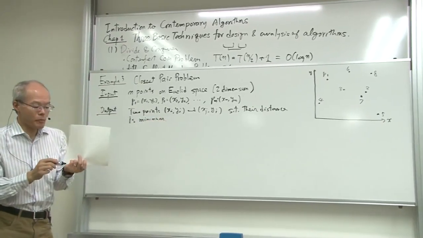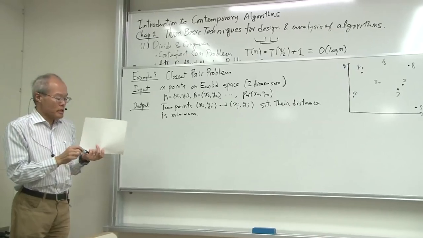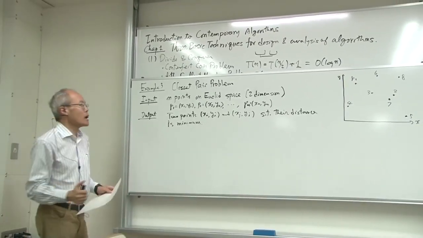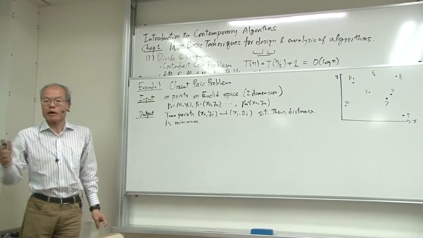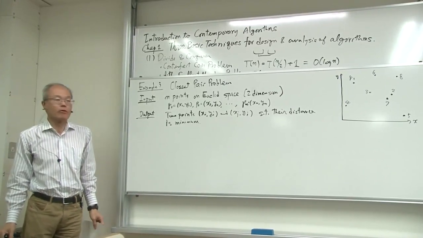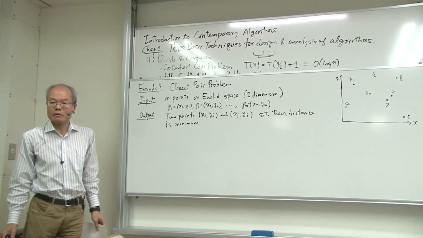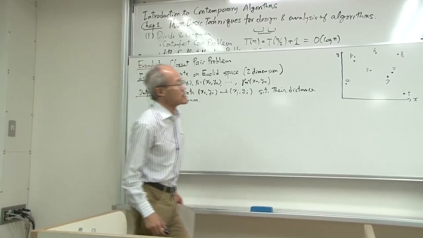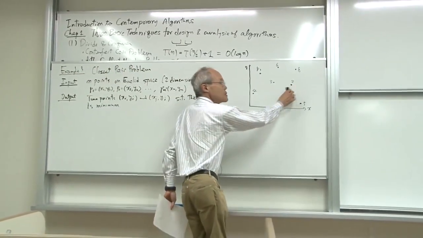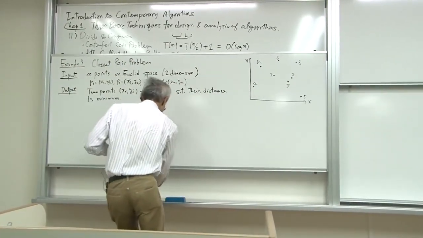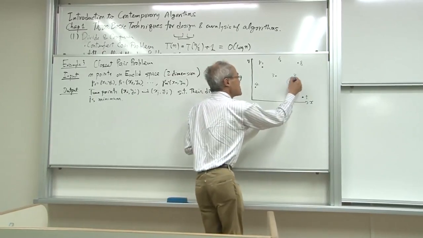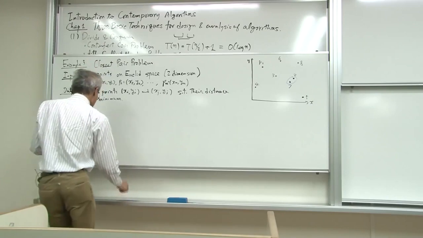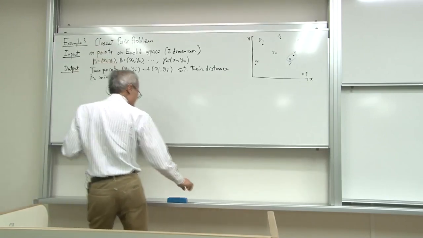So two points Pi and Pj, such that the distance between Pi and Pj is the smallest among all the pairs. This should be clear, right? So in this case, what is the answer? Maybe this one. This is the answer.